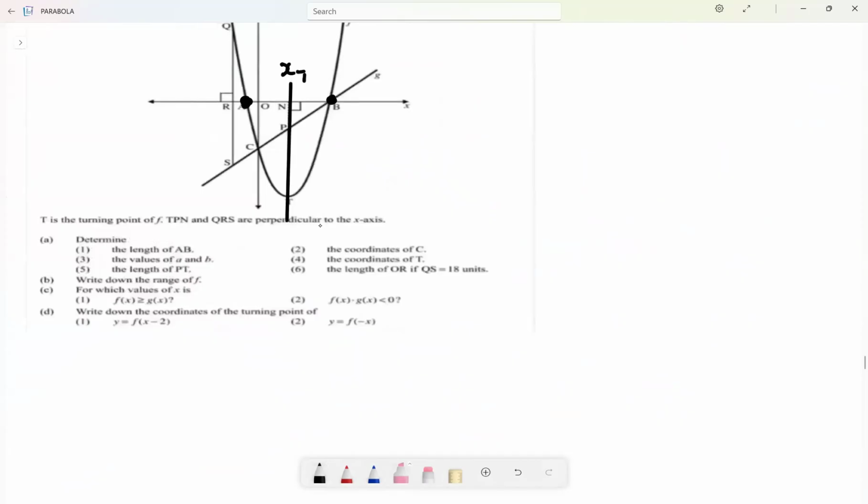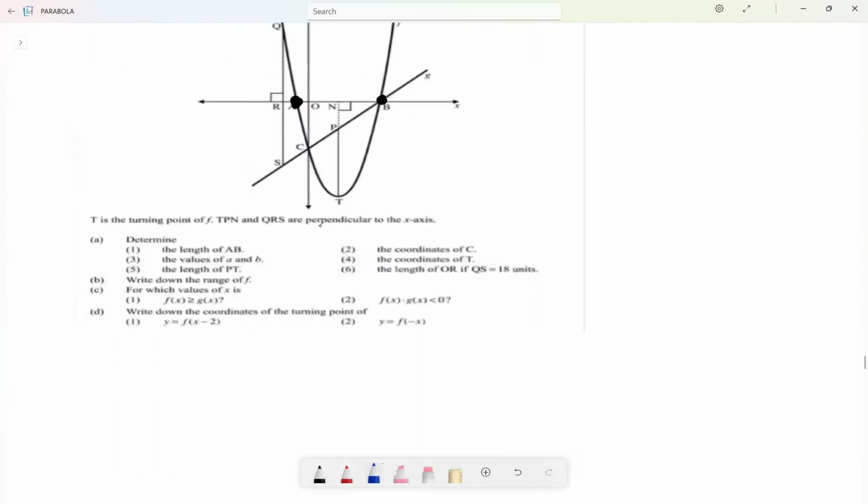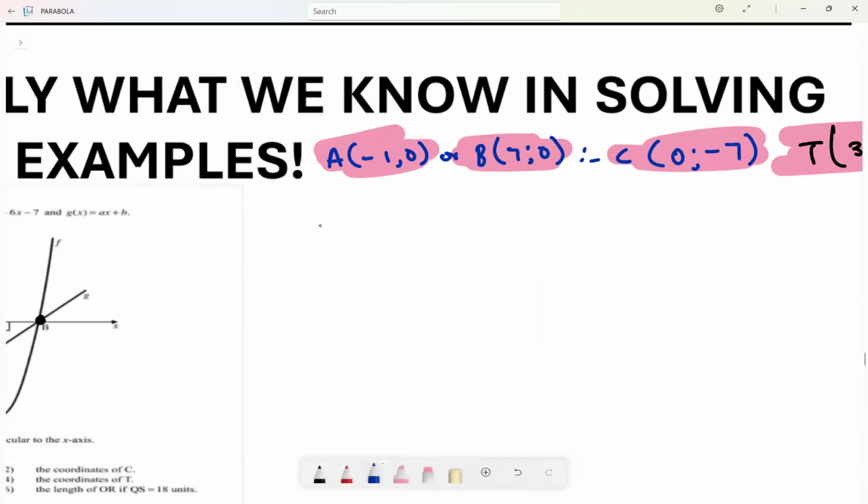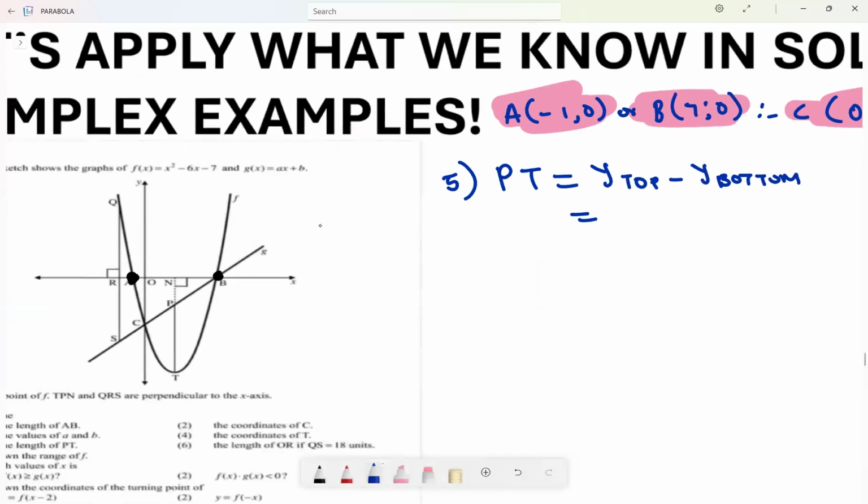So these questions are so nice so far. The length of PT, okay? The length of PT is a vertical distance. Remember, for us, it is number 5. For us to calculate the length of PT, which is the vertical distance, I need y top minus y bottom. The y top is basically the y coordinate of P minus the y coordinate of T.